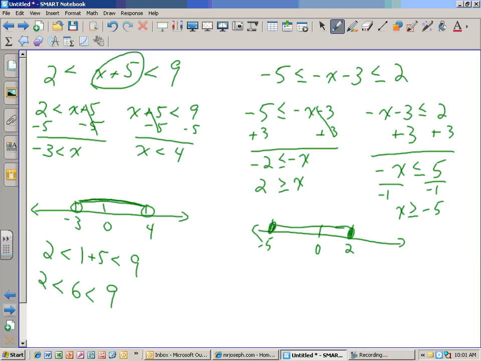So I'm going to write it this way. Here's how you write the solution. There's negative 5, there's 2, and there's the x right in between the two. Because I want all of these numbers in between these two. I want values greater than or equal to negative 5, and also less than or equal to 2. Okay?